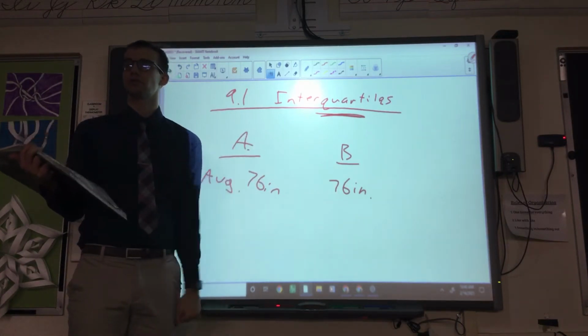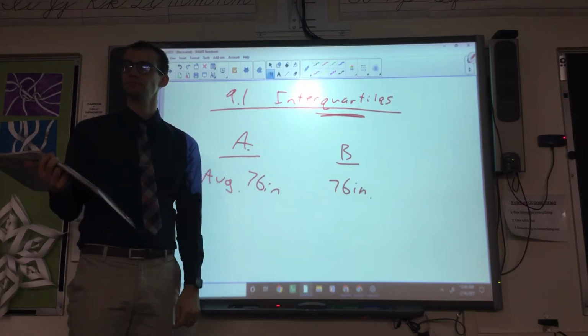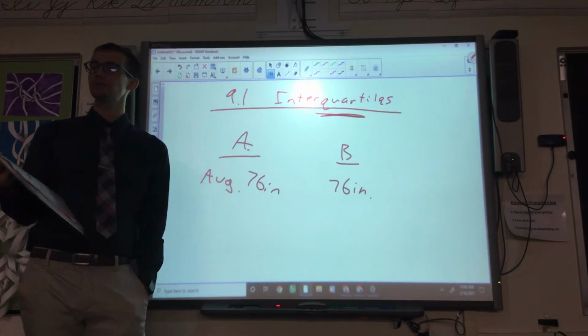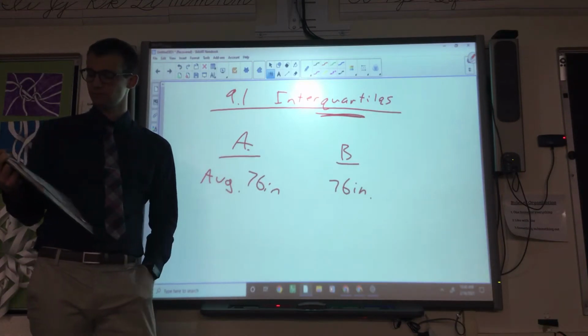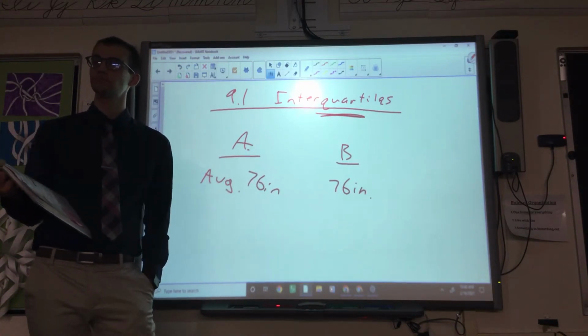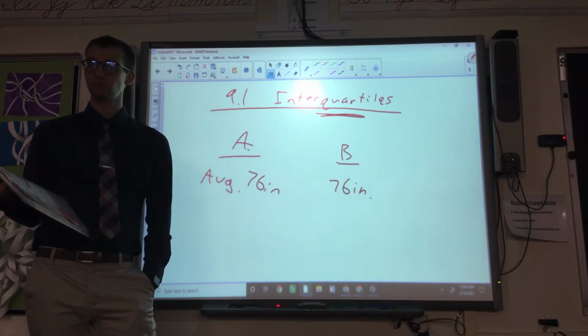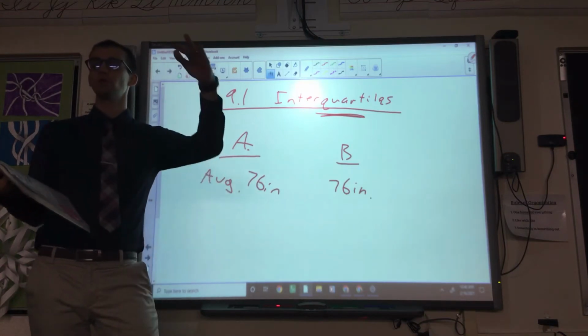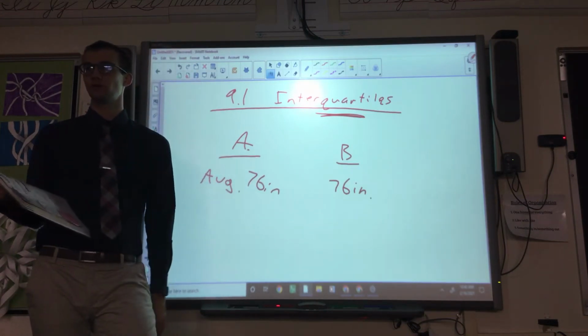What's the big difference there? What is the big difference between team A and team B? Yeah? Team B would have more variation. Yeah, team B has more variation, and that's where what we're doing comes into play. Which one has more variation over the whole thing?